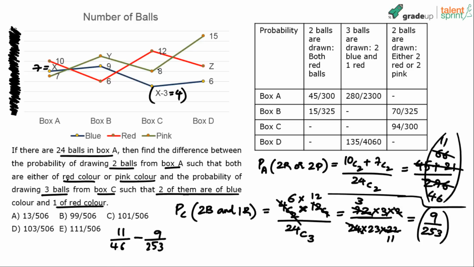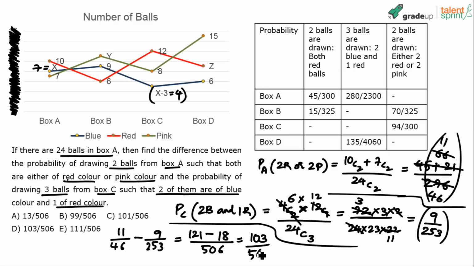So basically I think 506 can be taken as LCM. Let me complete this. 506 can be taken as LCM, right? Because 46 into 11 is 506. What is 46 into 11? 460 plus 46, 506. So 11 into 11, 121. Minus 253 into 2 is 506. So 9 into 2, 18. So 121 minus 18. How much is 121 minus 18? 103.